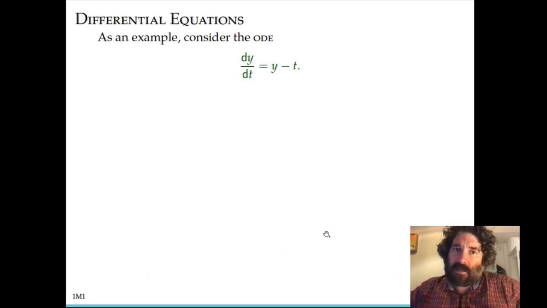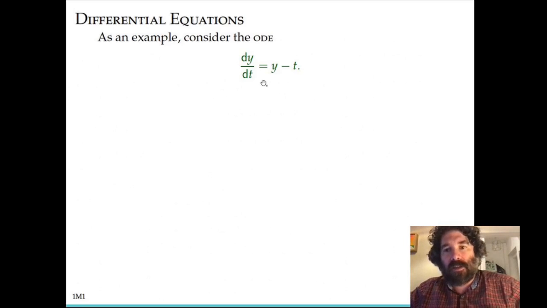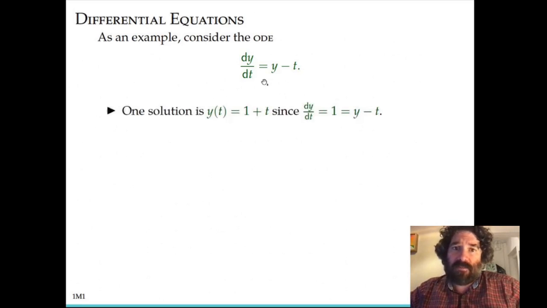All right, let's consider an example of an explicit first-order ODE. So here's one. It's put in this explicit form where we solve for the derivative. And one solution of this ODE is y equals 1 plus t. I haven't told you how to find that, but I'm just telling you that is a solution, and you can easily check, because it's very easy to take the derivative of this function.